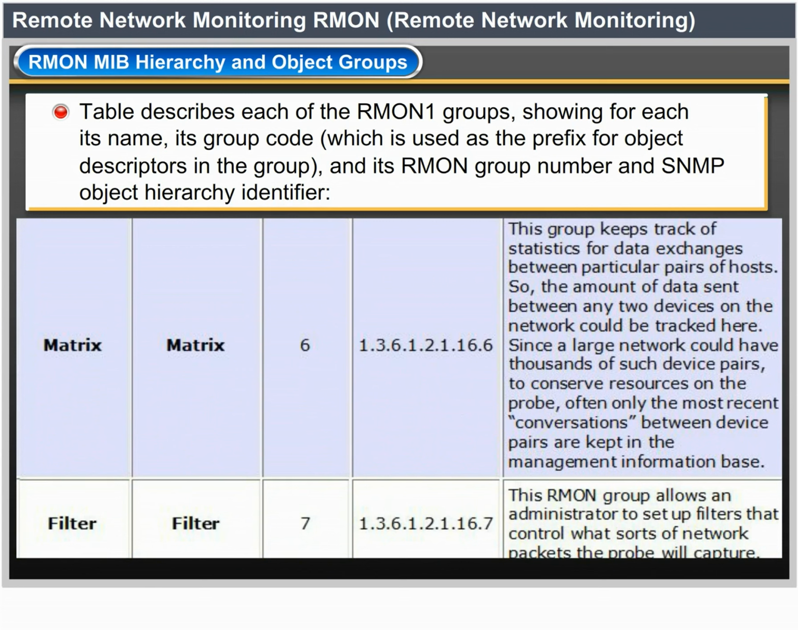Matrix 6, 1.3.6.1.2.1.16.6. This group keeps track of statistics of data exchanges between particular pairs of hosts, so the amount of data sent between any two devices on the network could be tracked here. Since a large network could have thousands of such device pairs, to conserve resources on the probe, often only the most recent conversations between device pairs are kept in the management information base.